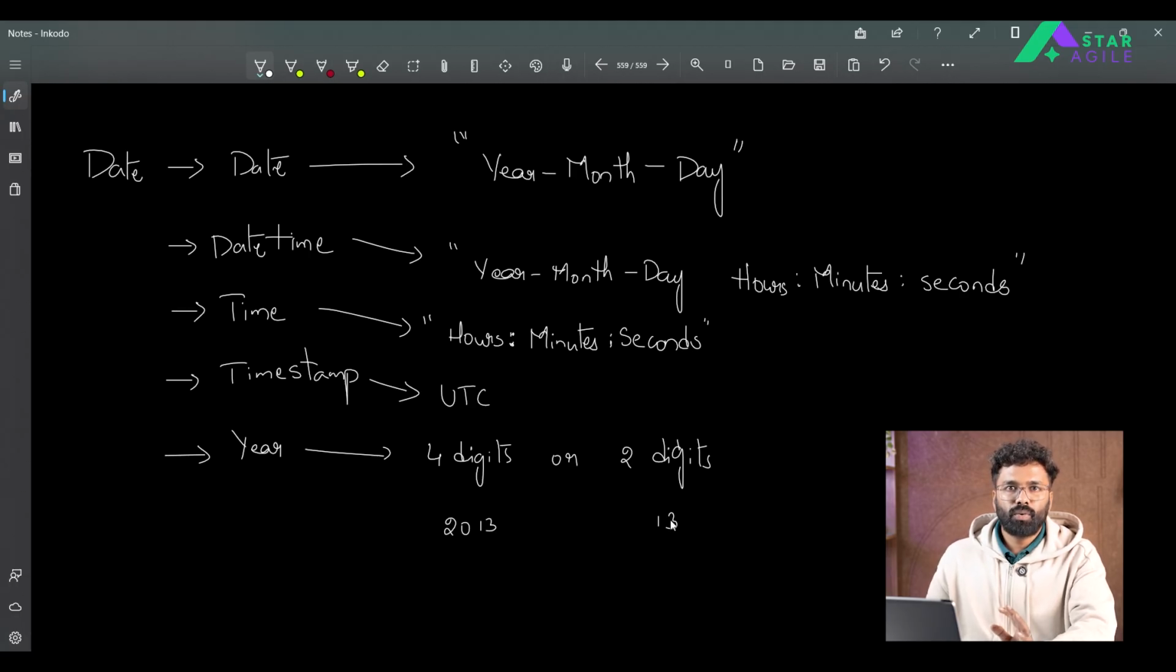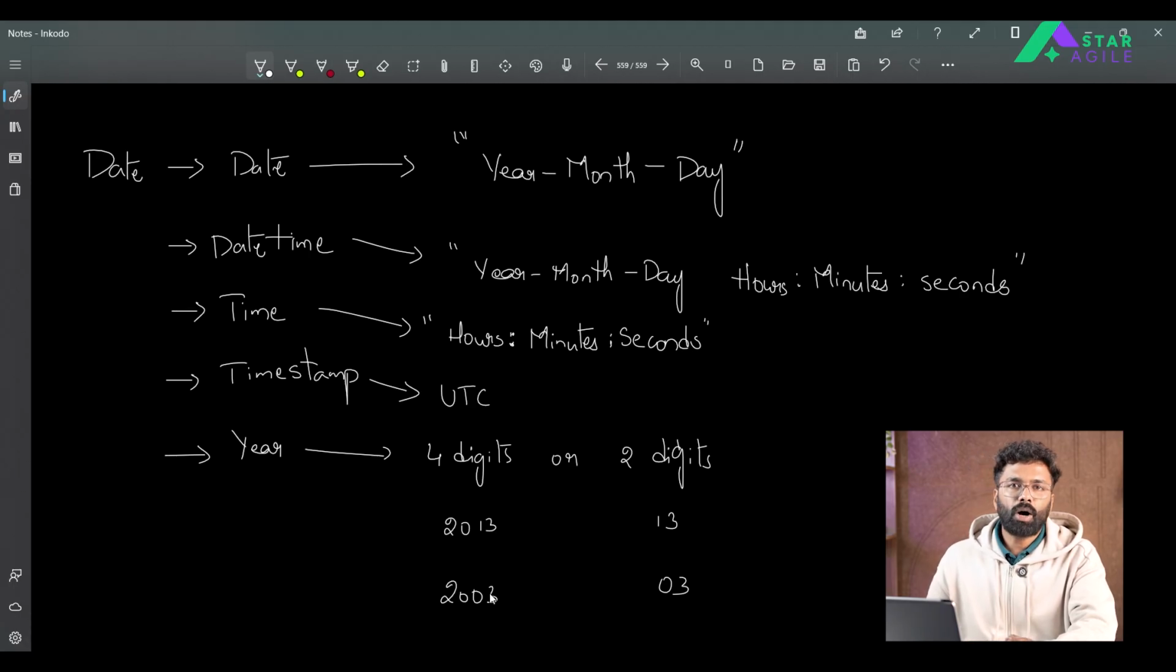No. When you are inserting 2-digit numbers, the year you need to consider is the latest year which ends with those 2 digits. If I mention 03, what is the latest year which ends with 03? 2003. So this is how you can insert the data, either in 2 digits or in 4 digits.